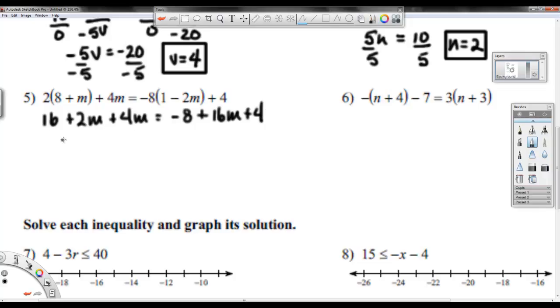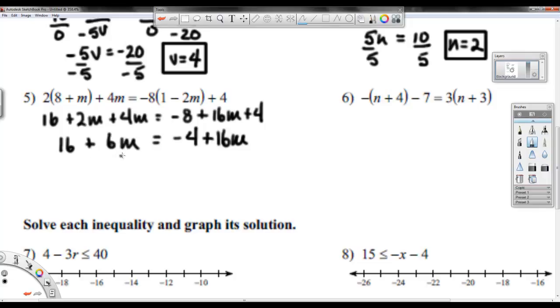So 2m and 4m, there are the like terms there. So I'm going to take 16 plus 6m equals, it looks like a negative 8 and 4 are the like terms here. So it's a negative 4 plus 16m. So you know you're doing a problem right. As you do the work, the problem should get simpler and simpler and simpler.